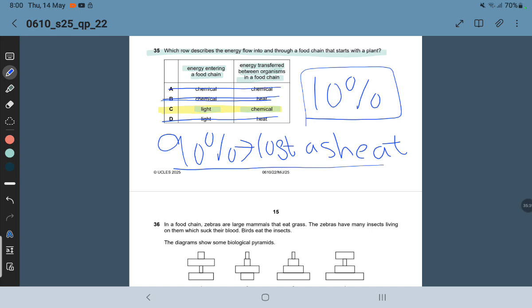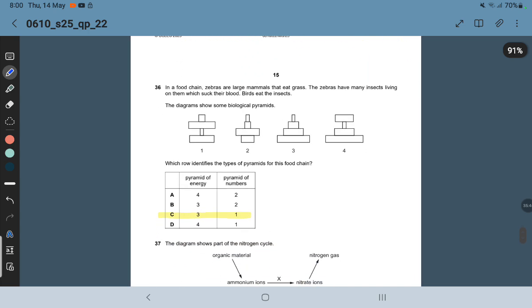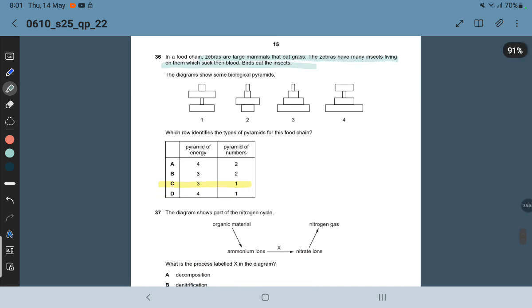A plant needs light to carry out photosynthesis. Now question 36 is telling you: in a food chain, zebras are large mammals that eat grass. Zebras have many insects living on them, which suck their blood. Birds eat the insects. Pyramids of energy. So, which row identifies the type of pyramid for this food chain?